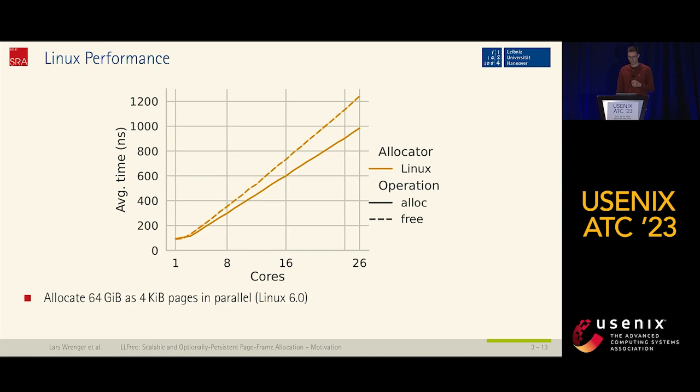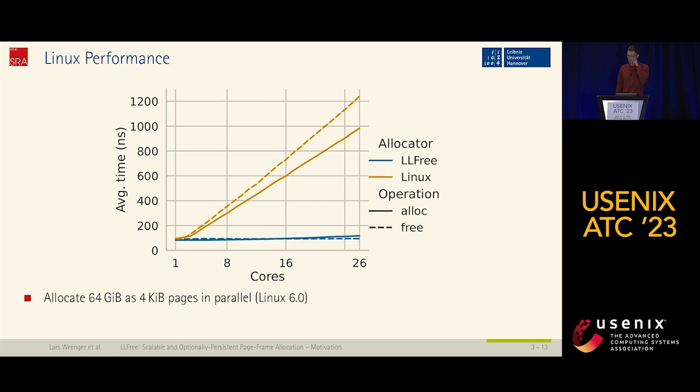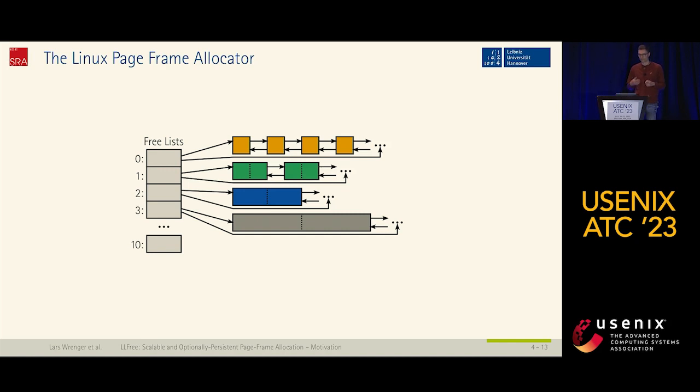And we see this performance bottleneck in reality if you look at the Linux allocator, for example. In this benchmark, we allocated a lot of pages in parallel, and we see the average allocation time increases dramatically if we allocate on multiple cores, up to a factor of 10 in this case. And in the next few minutes, I will show you our new allocator design that scales very well on multiple cores, especially compared to the Linux allocator. But first, let's take a quick look at the Linux allocator itself and its problems.